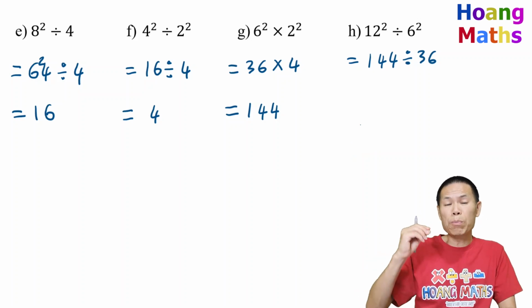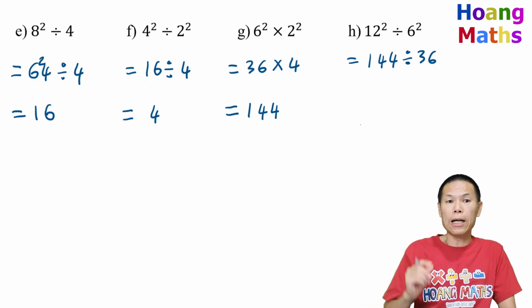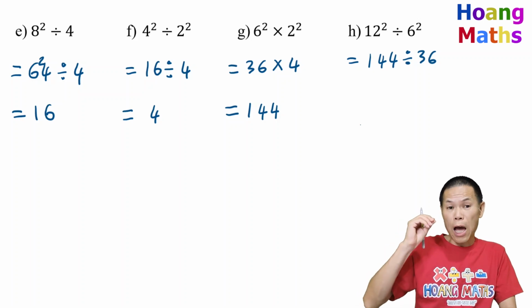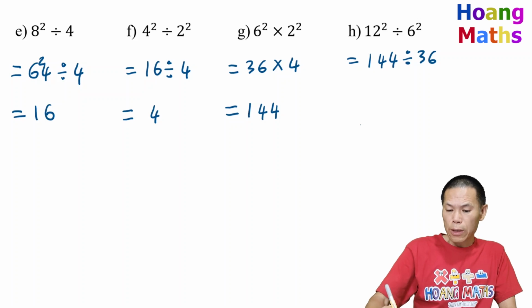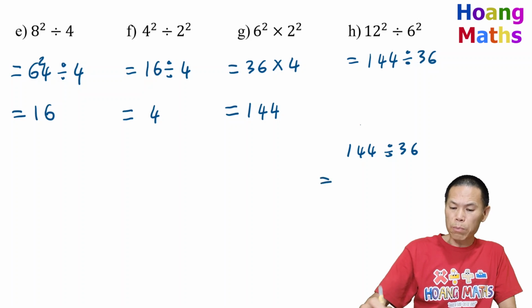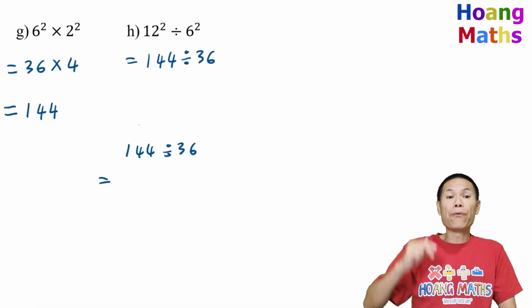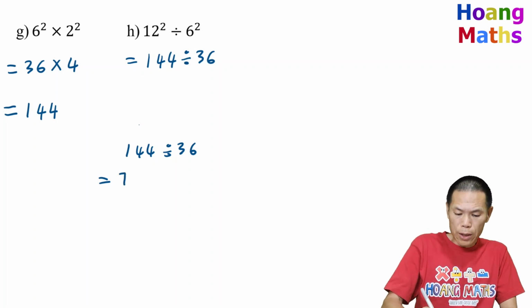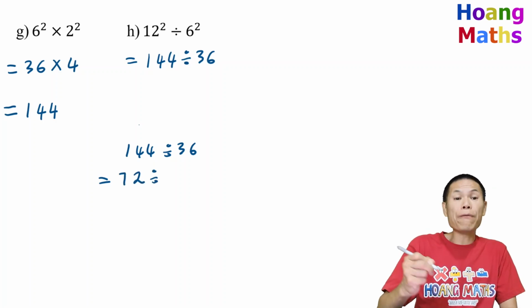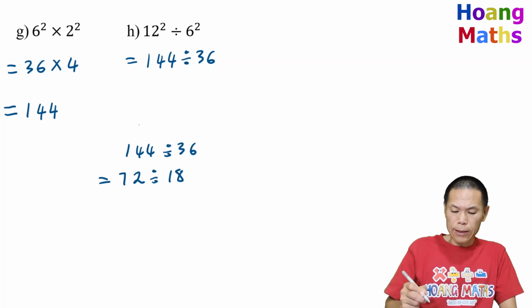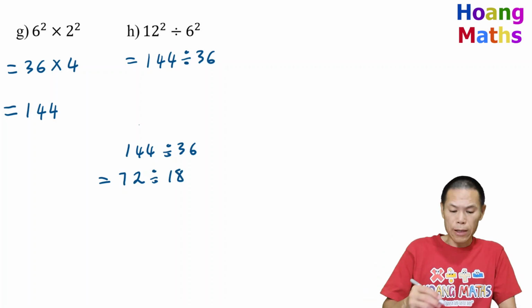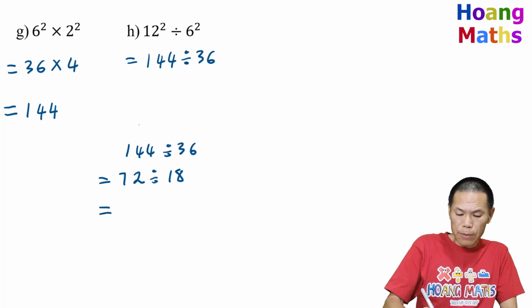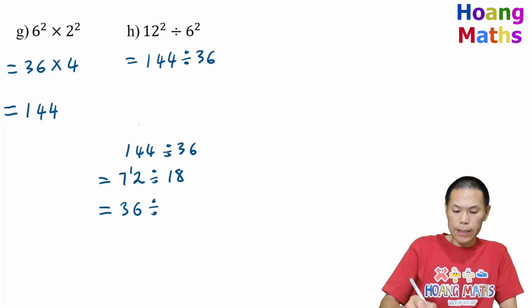Of course, we can just simplify them first, makes it easier, okay? So I can halve the 144. Half of 144: half of 14 is 7, and half of 4 is 2. Divided by half of 36, which is 18. Of course, you can halve it again. Half of 72 is 36, or half of 12 is 6. Then half of 18 is 9.